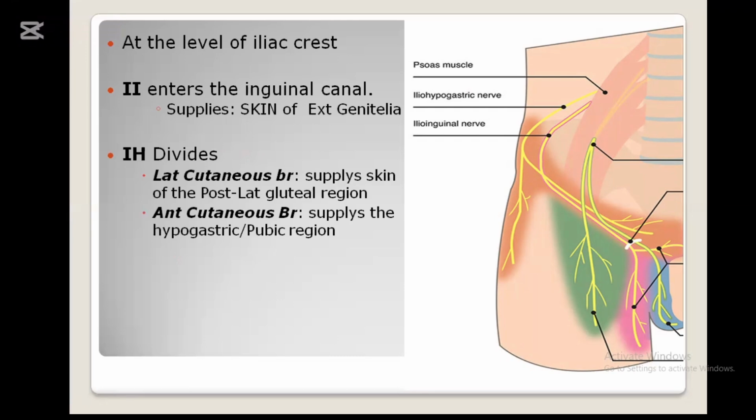While iliohypogastric nerve divides into lateral cutaneous branch and anterior cutaneous branch. As you can see here, this is lateral, and it supplies the posterolateral gluteal region, while anterior cutaneous branch, this one, it supplies the hypogastric pubic region. And both of these nerves have their motor supply for the internal oblique muscle and transverse abdominis muscle.